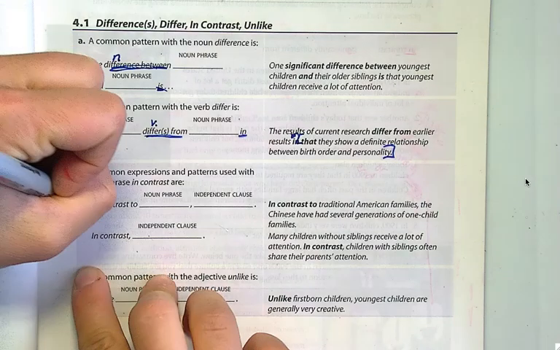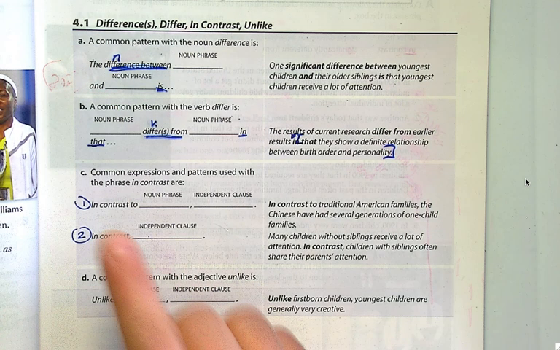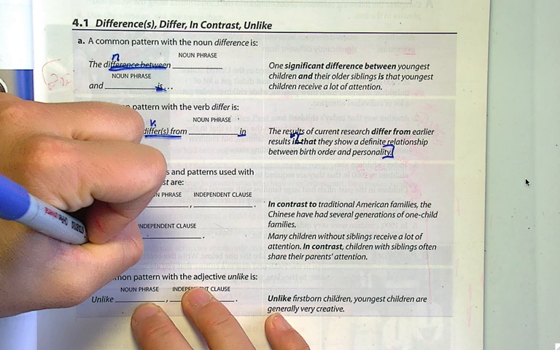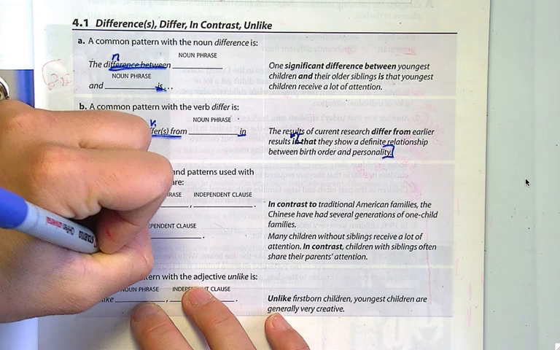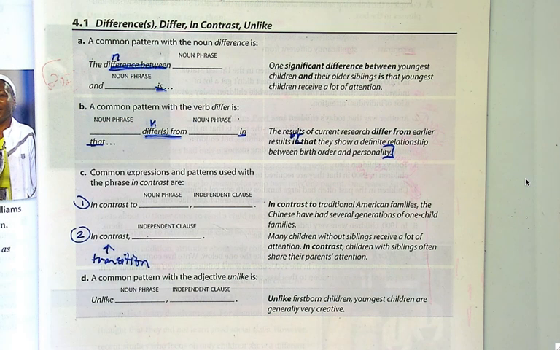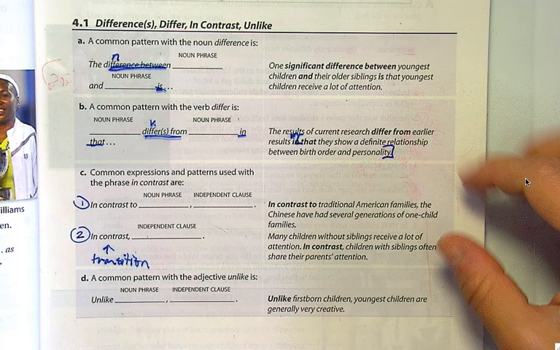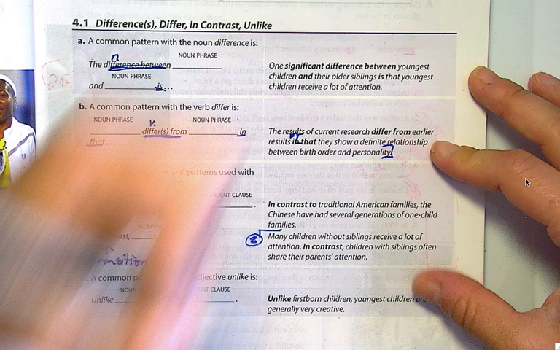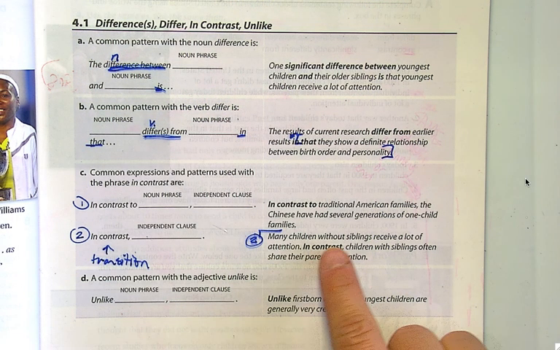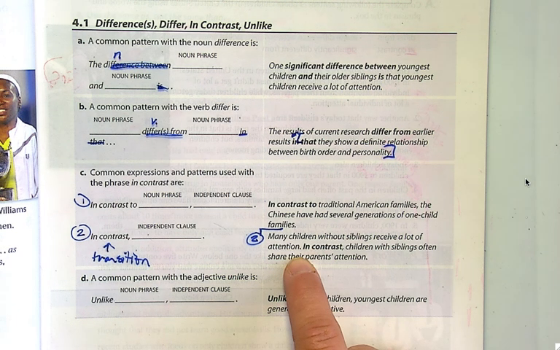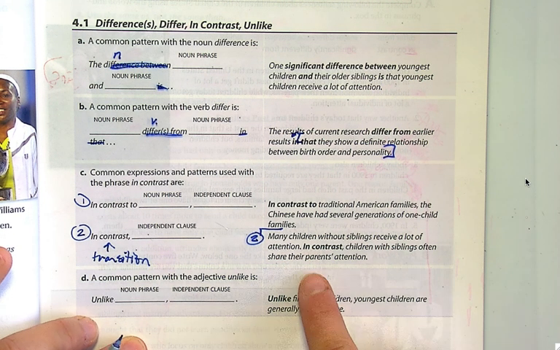So we've got number 1 pattern and number 2 pattern. Number 2 pattern, what is that? What kind of grammar is that? This is a transition word. It follows the same rules as all transitions. It's easy peasy. Capital letter at the beginning of the sentence, comma, and then you have your sentence after it. We can look at this example over here, which is our number 2 example. Many children without siblings receive a lot of attention, period. In contrast, children with siblings often share their parents' attention.